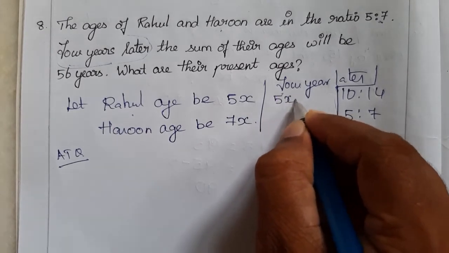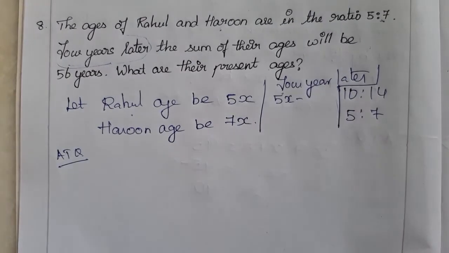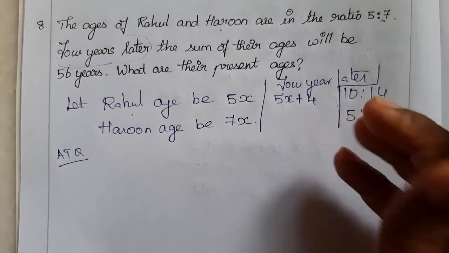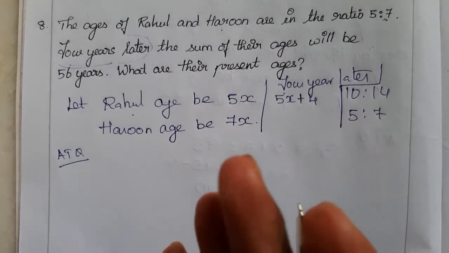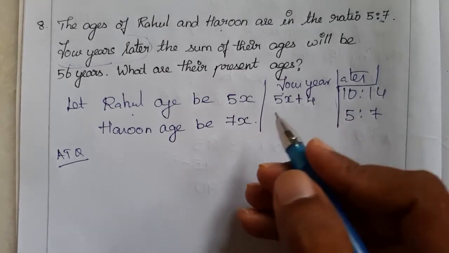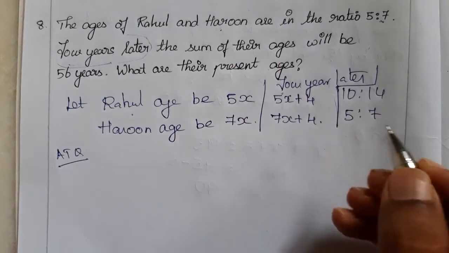After 4 years, their age will be increasing. So 4 years will be added. If our age is now 15, then 4 years later our age will be 19. The same way, Rahul's age is 5x, so 4 years later it is 5x plus 4. And Harun's age will be 7x plus 4, right?